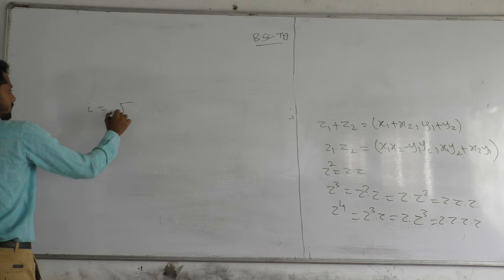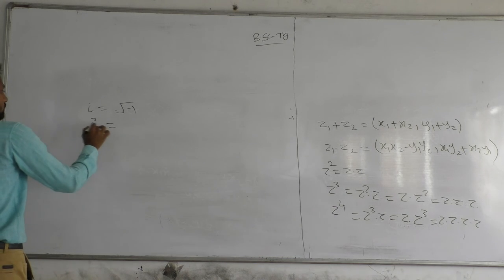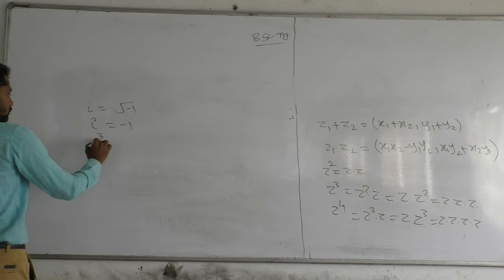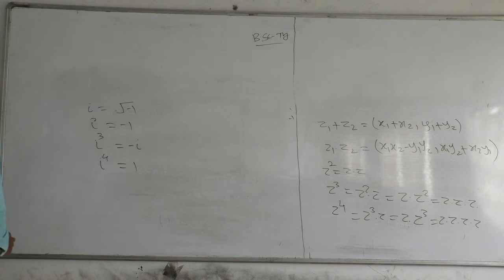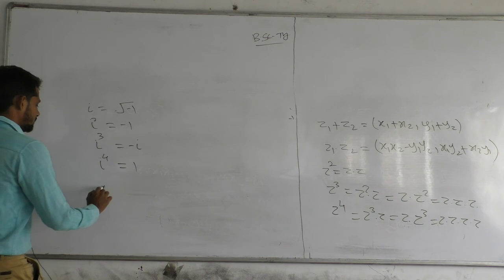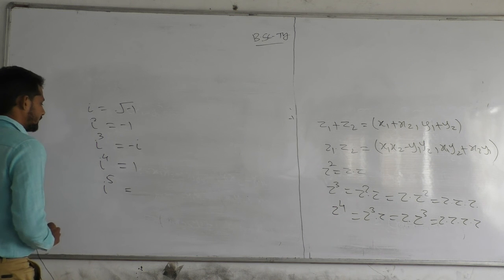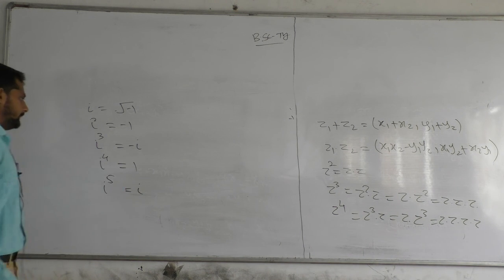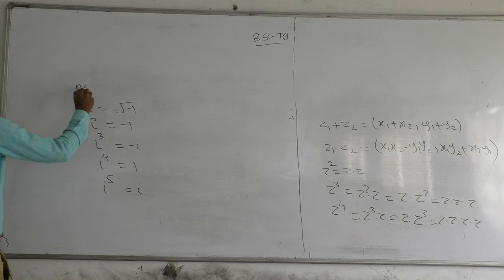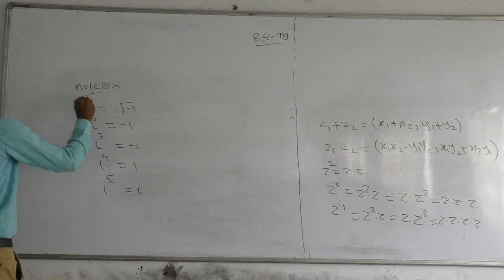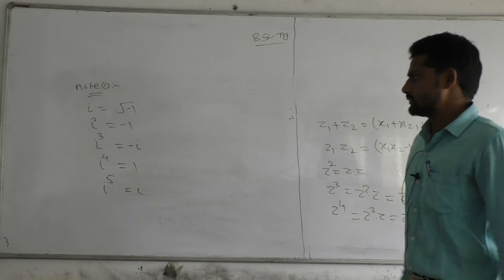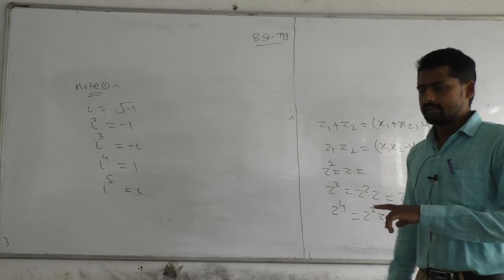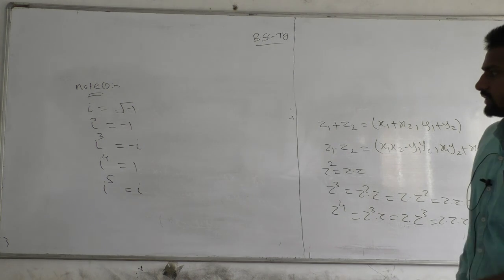Now i is equal to square root of minus 1. i square is equal to minus 1. i cube is equal to minus i. i raised to 4 is equal to 1, and i raised to 5 is equal to i. So note that the value of i is equal to the square root of minus 1. If we square both sides, then i square is equal to minus 1. i cube is equal to minus i, i raised to 4 is equal to 1, i raised to 5 is equal to i.